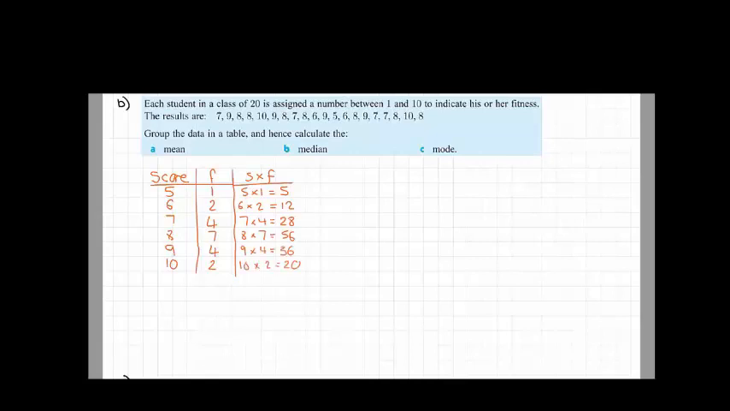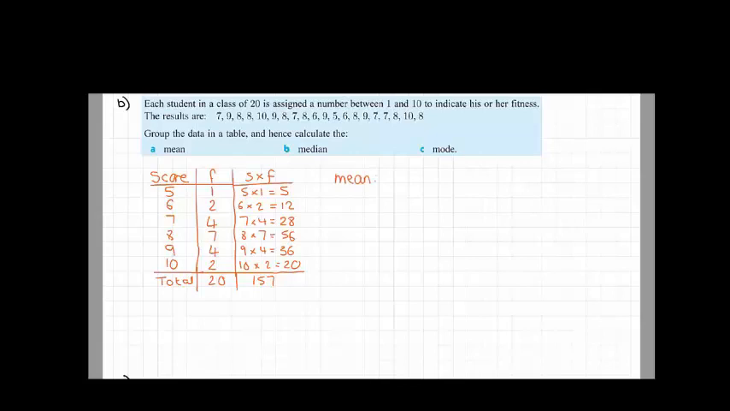Once you've done that, what we also then need to do is do some totals. So we need to do the total of our frequency column, which will be 20, and then we want to do the total of the S times F column, which would be 157 if you added all the numbers together. We can then use these values to work out our mean, median and mode.